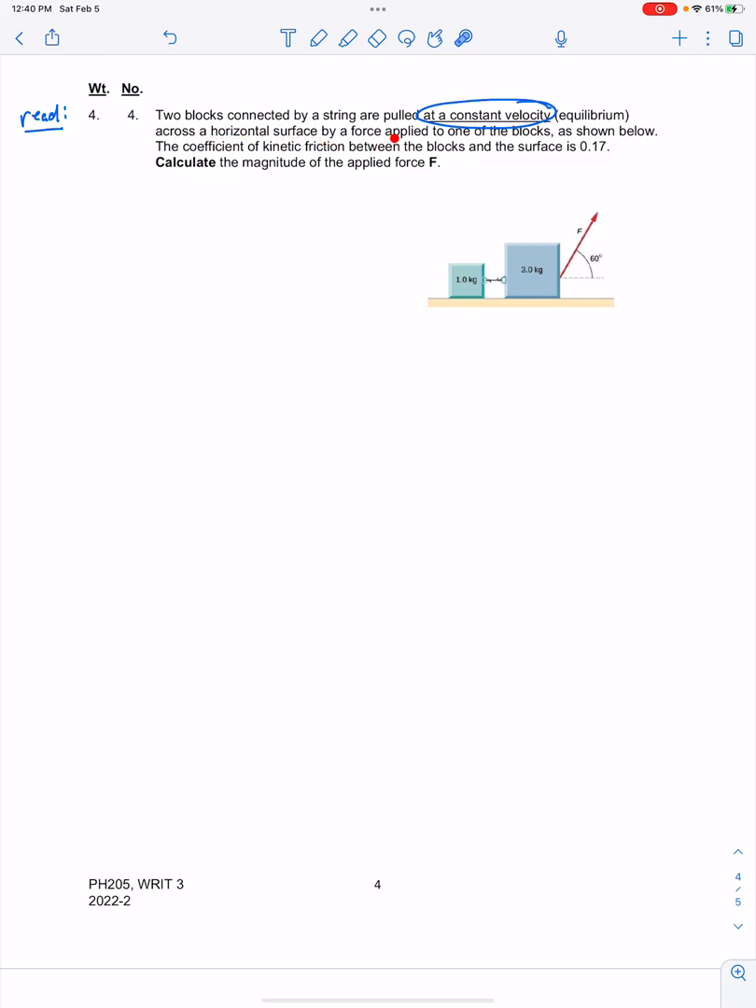Across a horizontal surface by a force, this force F, applied to one of the blocks as shown below. The coefficient of kinetic friction between the blocks and the surface for both is 0.17. And then we're given inside the diagram the angle 60 degrees, mass 1 is 1 kilogram, mass 2 is 3 kilograms. So I'm going to relabel these because you know me, I don't like numbers. We're going to deal with M1, M2, and theta. We're going to deal with F, that's already denoted, and then we've got our coefficient of friction, mu sub k, which is between both blocks and the surface. It's got the same coefficient of friction.